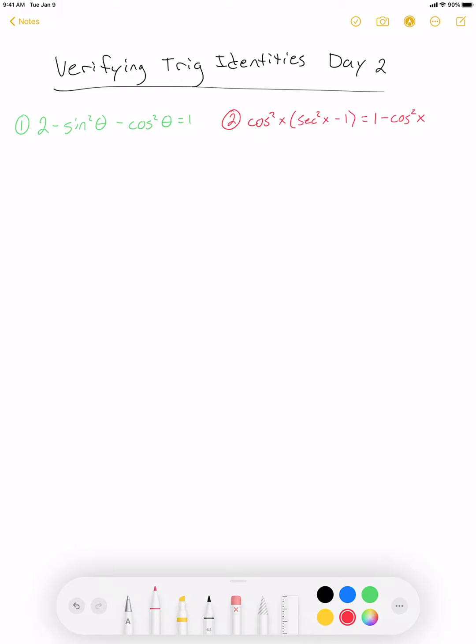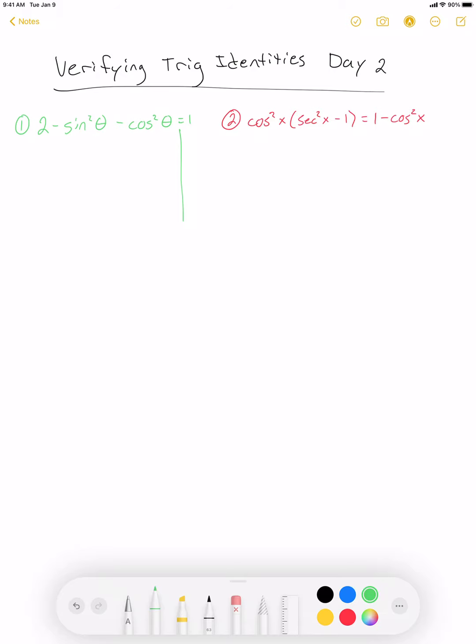Alright, so this is day 2 of verifying trig identities. So remember, when we are verifying them, we're just trying to say that the left side equals the right side. So whatever seems to look more complicated, that's going to be the side that we're going to try to reduce down and make it equal to the right side. So how can I make 2 minus sine squared theta minus cosine squared theta equal to 1?